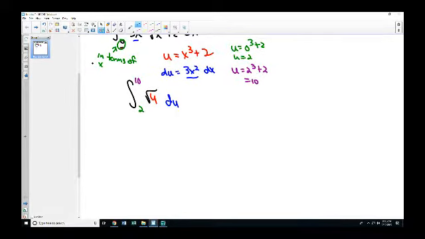What is the antiderivative of the square root of u? Power. Yeah, 1/2.